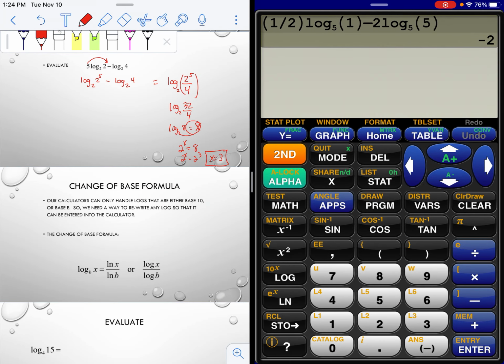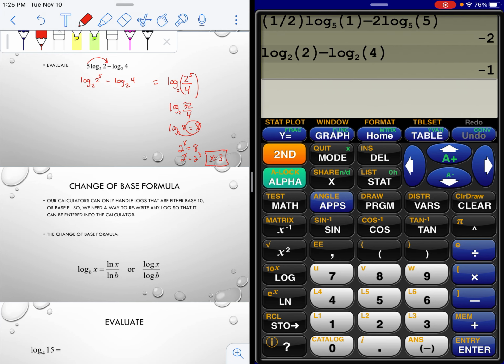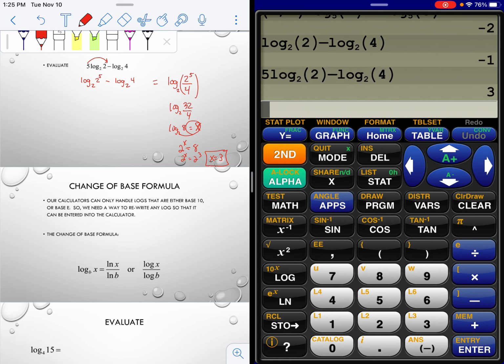You could type 5 log base 2 of 2 minus log base 2 of 4. Oops, let's type it again. I forgot my 5. Let's go back in here and type a 5. There we go, so there's our confirmed 3. I forgot my 5 when I checked it.